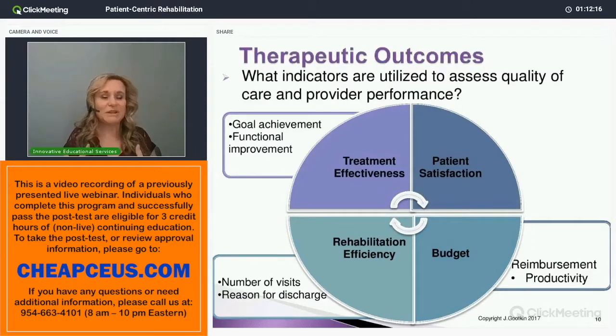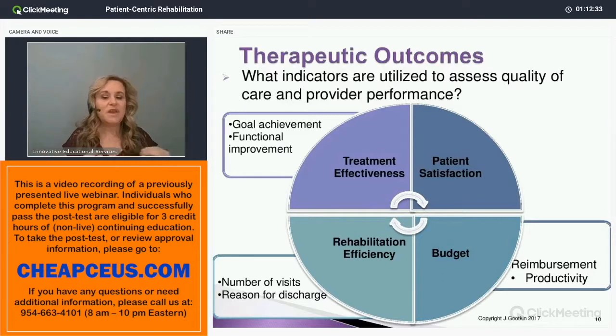Yes, our treatments need to be effective. We also need to be efficient in our time. We have X number of visits to rehabilitate the patient. We have to be productive during our hours, that we have to show that our time is all accounted for. And we also need our patients to be happy.